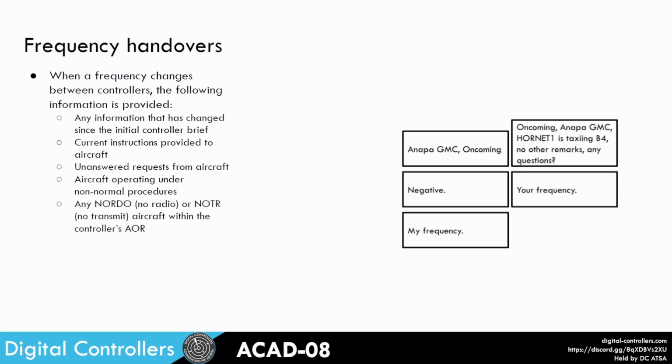In this case, an example handover message could be: oncoming ANAPA GMC, Hornet 1 is taxiing Bravo 4, no other remarks, any questions? The oncoming controller replies, and then we have a your frequency, my frequency, explicit handover of the communications between the controllers.